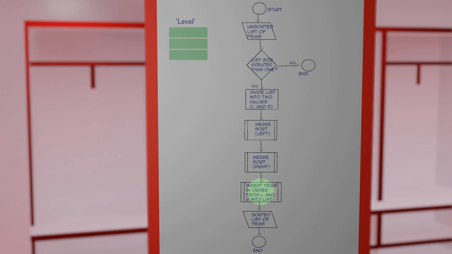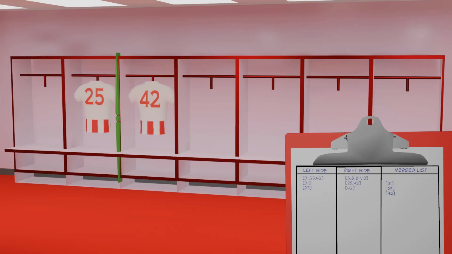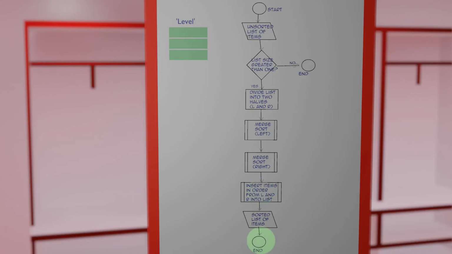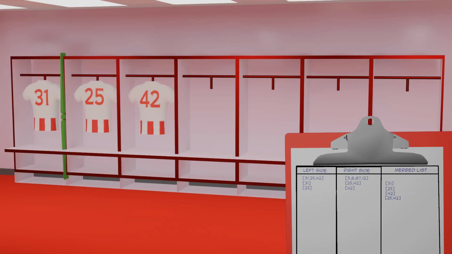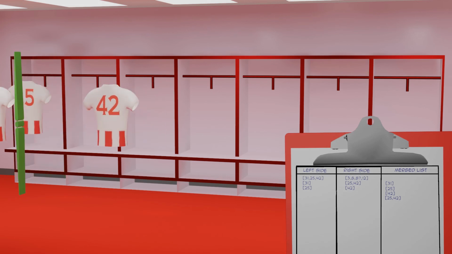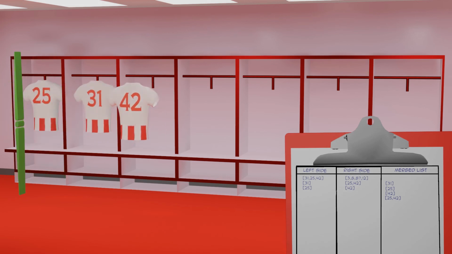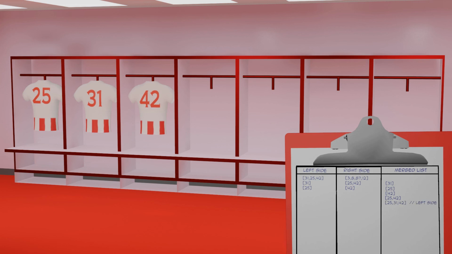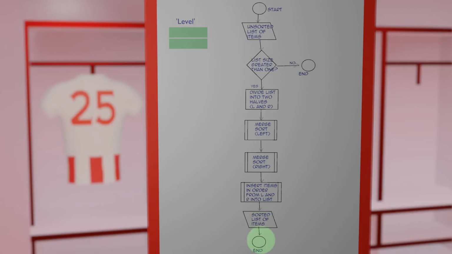The final step in the flowchart is to insert these items in order into the list at this level. We have a left list of 25 and a right of 42, which are ordered and put into the list to give 25 and 42. Of course, they're already in order, so we don't actually do anything. We now end this level and go back up to the previous level, where we now have a left list containing 31 and a right list of 25 and 42. We put these in order to give 25, 31 and 42. We then end and go back to level 1.